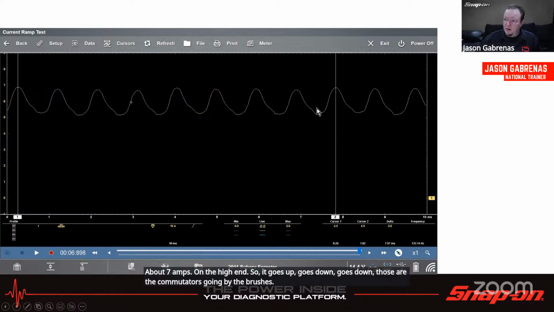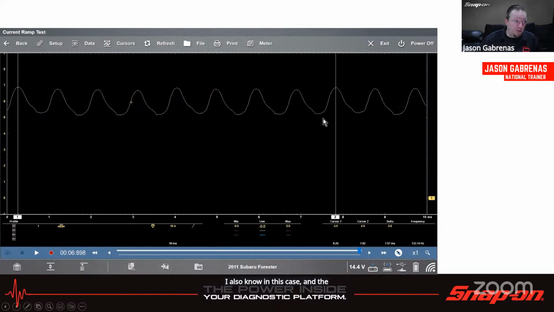I also know in this case, and the majority of automotive fuel pumps have 8 commutator segments in there. So there's segment 1, 2, 3, 4, 5, 6, 7, 8, and then back to 1 again. All right, so I know that that is one rotation of that fuel pump.